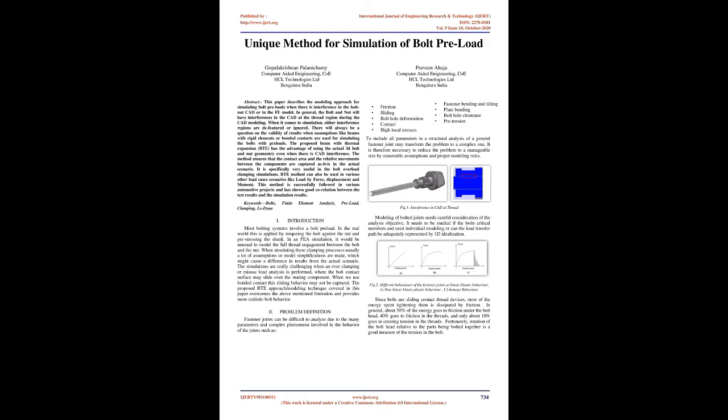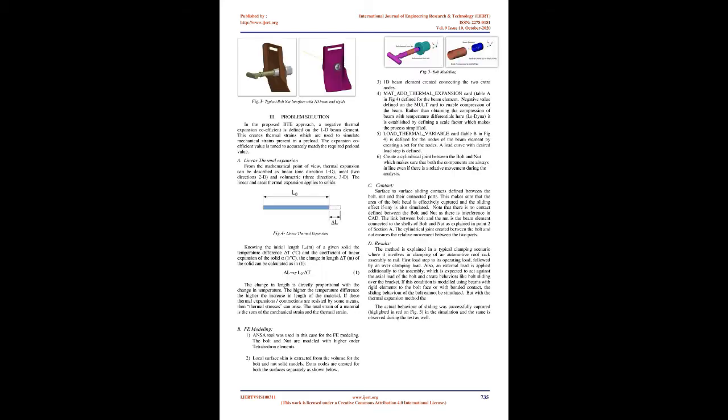2. Problem definition. Fastener joints can be difficult to analyze due to the many parameters and complex phenomena involved in the behavior of the joints. To include all parameters in a structural analysis of a general fastener joint may transform the problem to a complex one. It is therefore necessary to reduce the problem to a manageable size by reasonable assumptions and proper modeling rules.